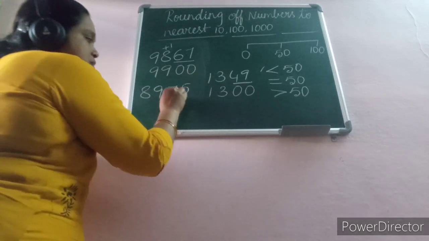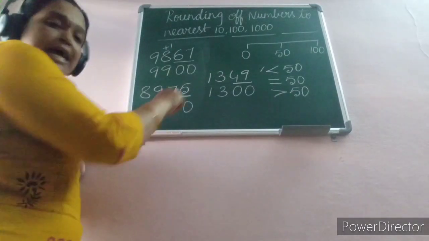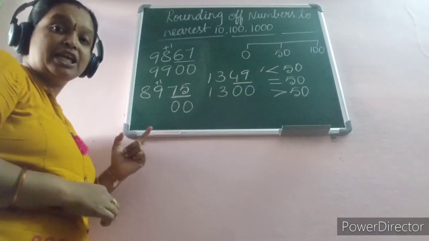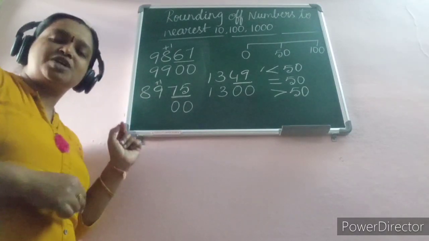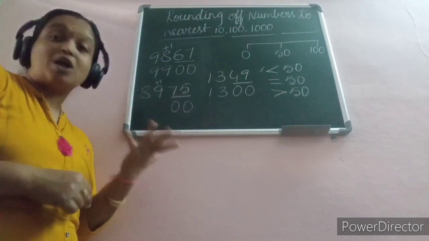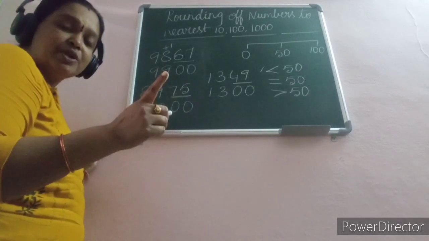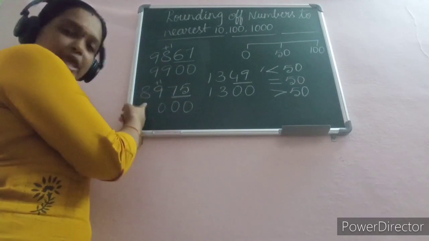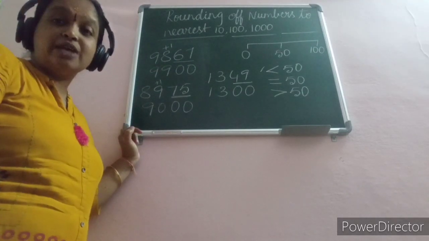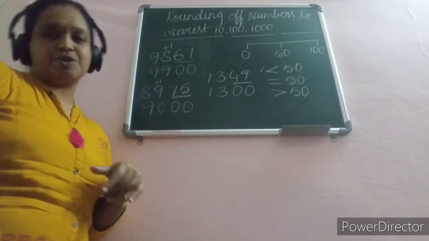So next one, 8975. So step 1, underline 75. It is going to be 00. As 75 is more than 50, add 1 here. Definitely at this kind of questions, you will get a doubt. 9 plus 1 is going to be 10. So what to do? No doubt in that. Write only 0 here. That 1 whatever you got in 10, carry to 8. So your answer is going to be 9000. Right. Totally your answer, total answer number is going to change in such kind of questions.